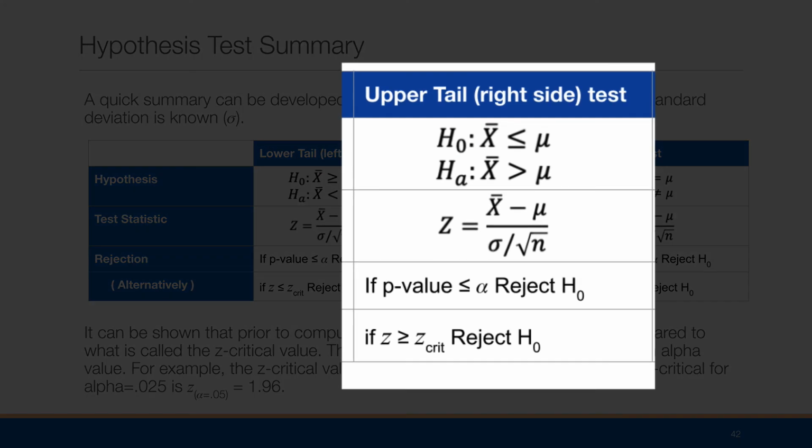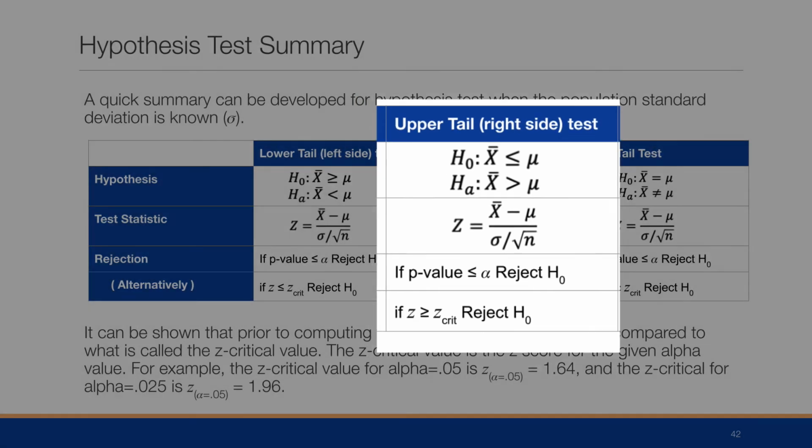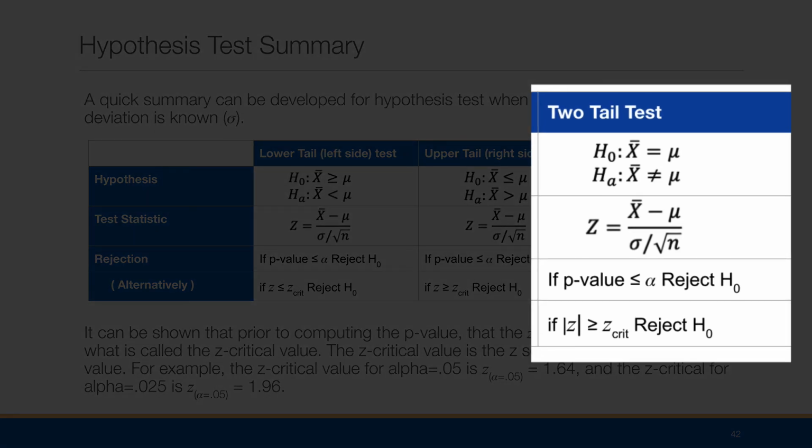On the right side upper tail, we do everything pretty much the same, except we're just inverting some of the signs. Our X bar less than or equal to mu for the null hypothesis, X bar greater than mu for the alternative hypothesis. And our Z calculation is the same. If the p-value is less than or equal to alpha, we reject the null hypothesis. In the case of the z-score, this time it's a little bit different because if z was greater than the z-critical value, we would reject H0. In this case, the z-critical value would be 1.96, so z would have to be greater than that. In the two-tailed test, again, we have equals and not equals for our null and alternative hypothesis. Our Z computation is the same. If p-value is less than or equal to alpha divided by 2, we will reject the null hypothesis.